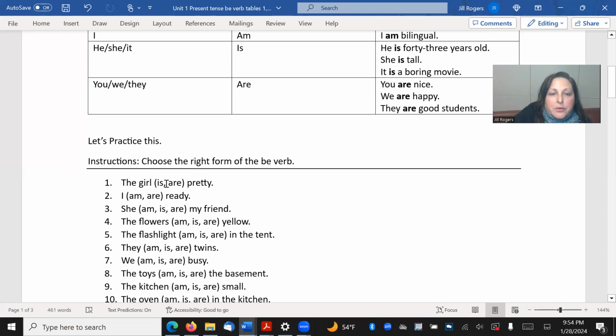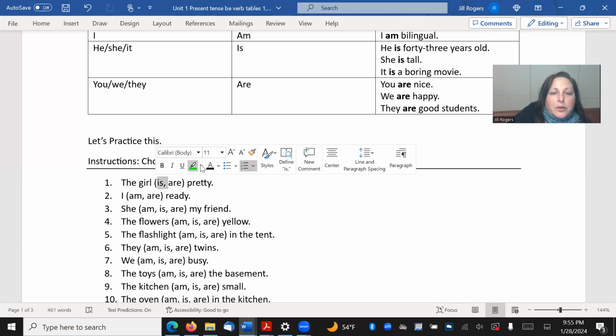So for example, the girl blank pretty. So we ask ourselves, is this singular or is this plural? We don't have the word she, but we know the girl is a she. So we know that it fits in this category. So we say the girl, we'll go with yellow, is pretty.